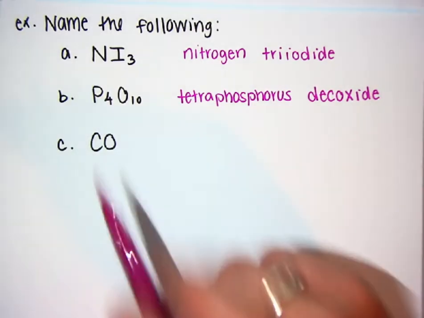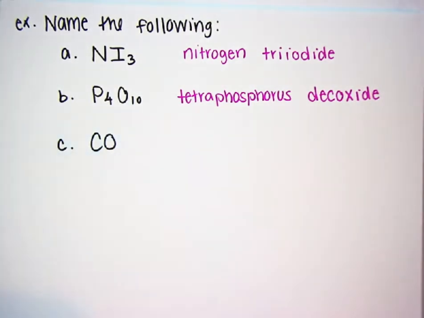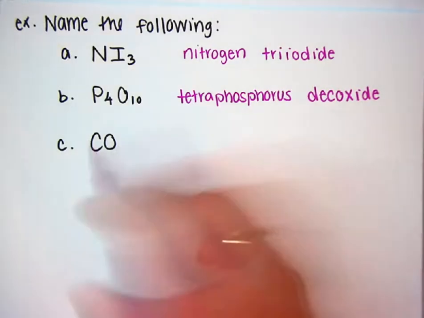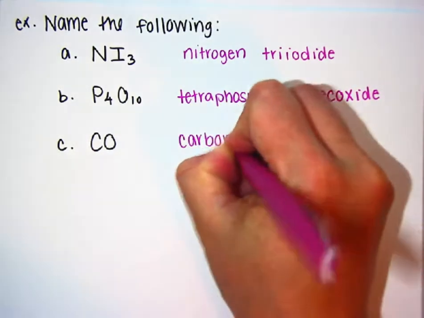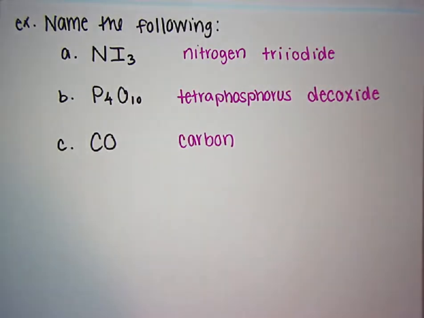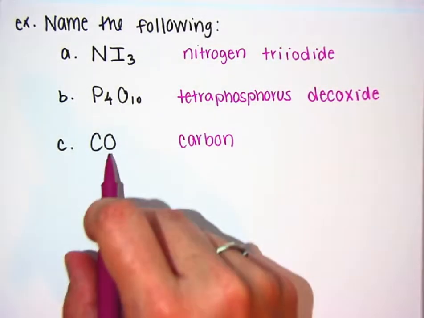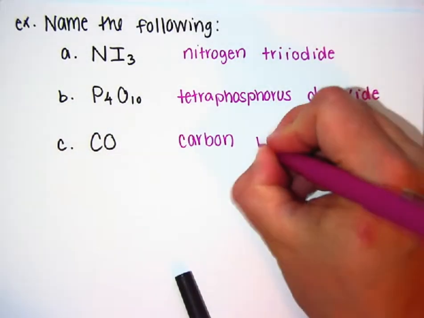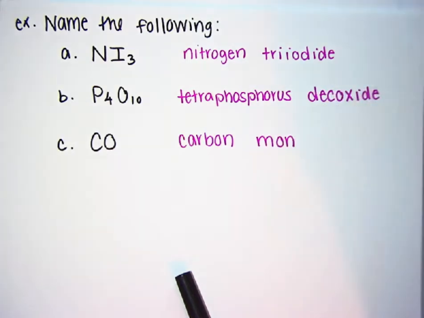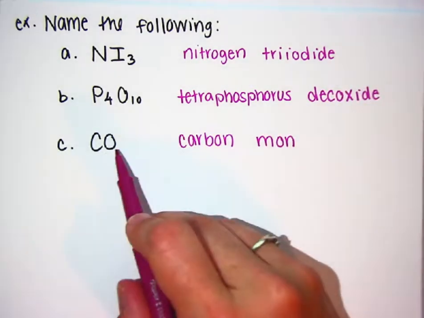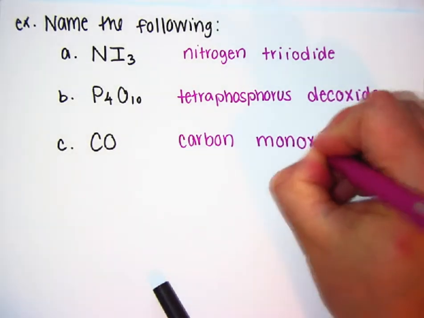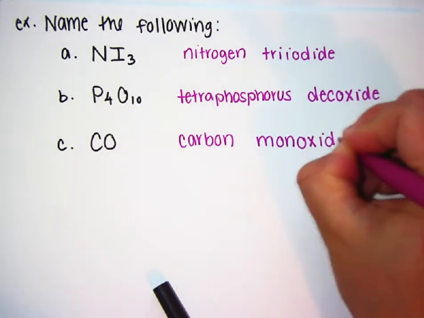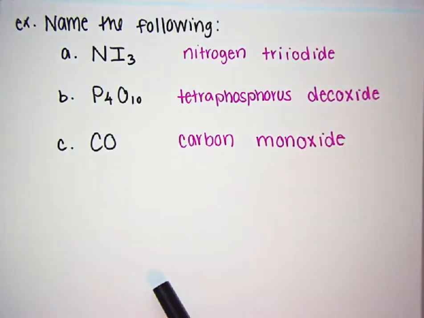Last one, C. I only have one carbon. Prefix for 1 is mono, but again, we don't use mono on the first element. We don't change the ending of the first element, so I'm just going to write carbon. 1 oxygen. Prefix for 1 is mono, but since oxygen starts with an O, I'm going to drop the O for mono. And then again, drop the ending of oxygen and add IDE. This is carbon monoxide.